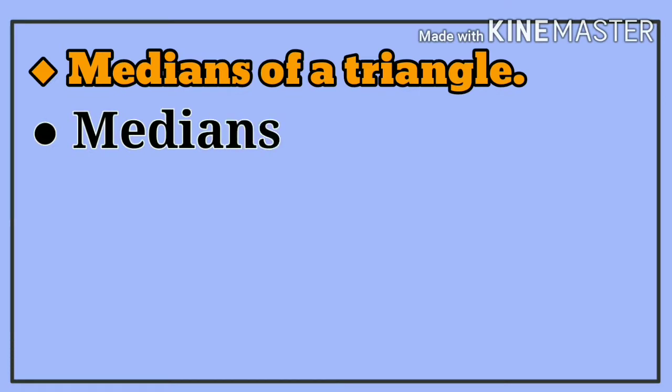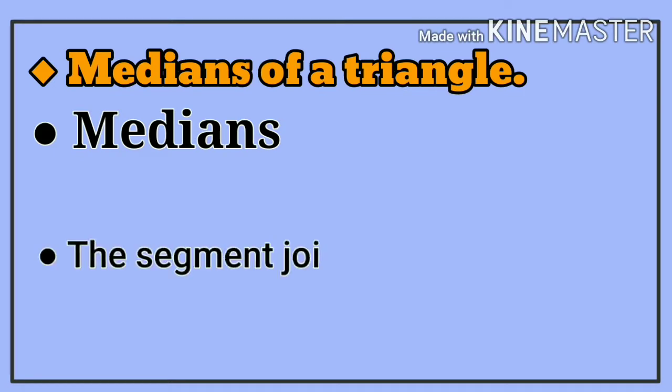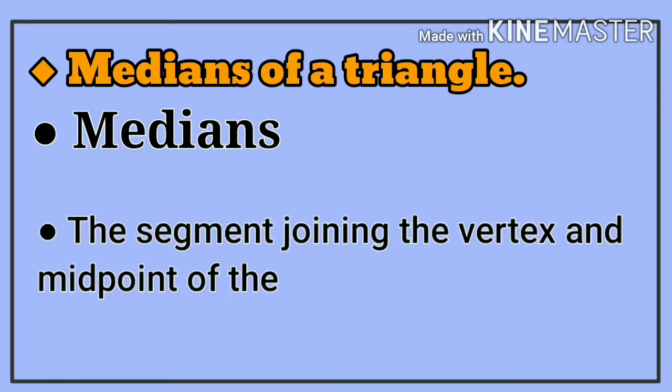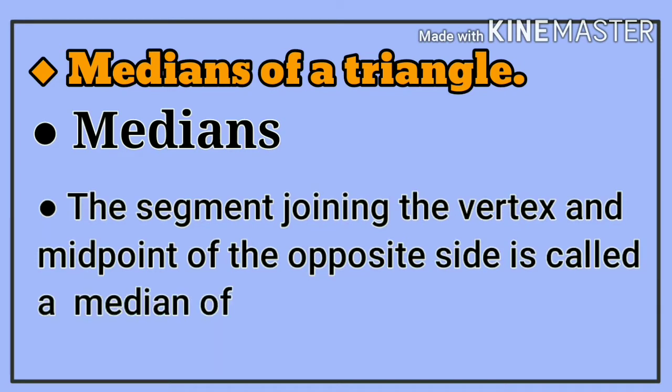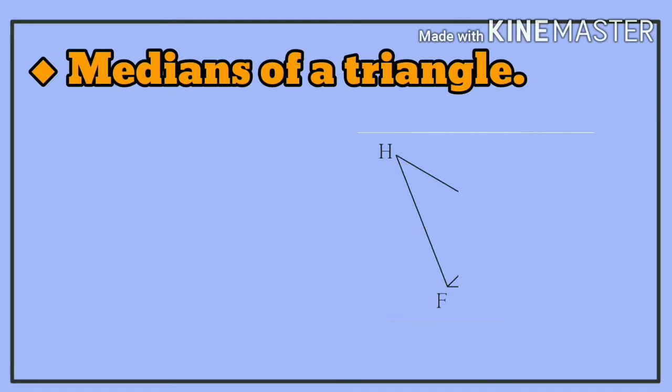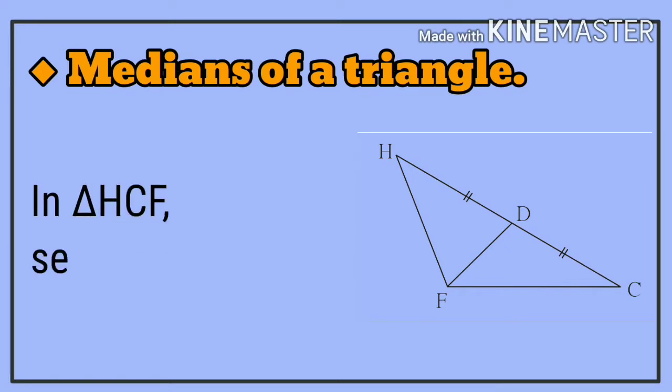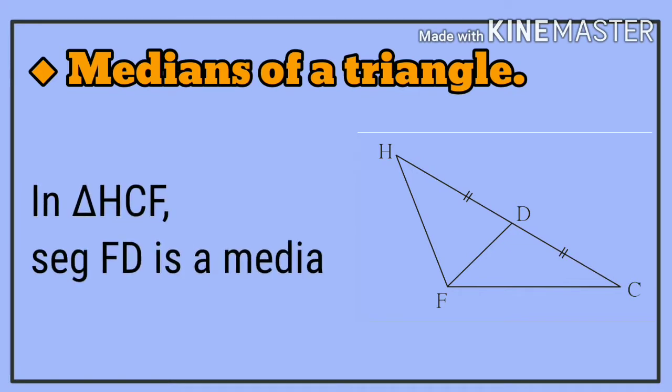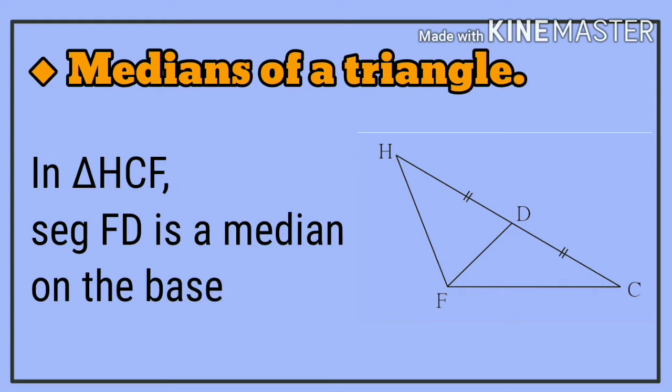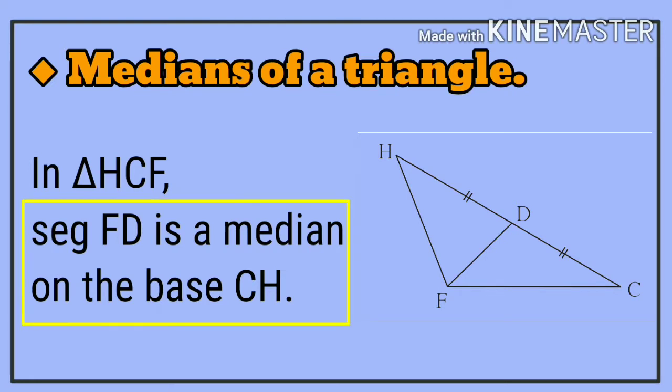See the definition. The segment joining the vertex and midpoint of the opposite side is called a median of the triangle. Observe the figure carefully. In triangle HCF, point D is the midpoint of side HC. Segment FD is drawn from vertex F to midpoint D. So, segment FD is a median on the base CH.